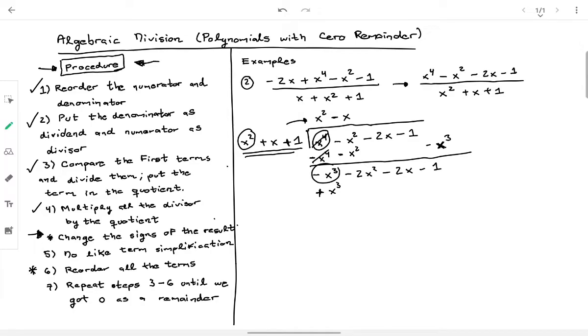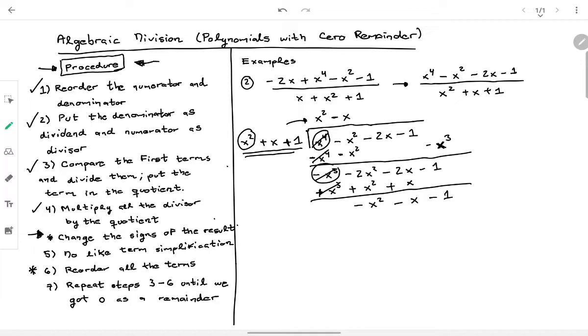Then we need to multiply it, and it will be minus x squared, but we can change the sign. Then it will be minus x, but we need to change the sign, so it will be something like this. We will need to do like term simplification. So in this case, these ones get eliminated. We will get minus x squared minus x minus 1.